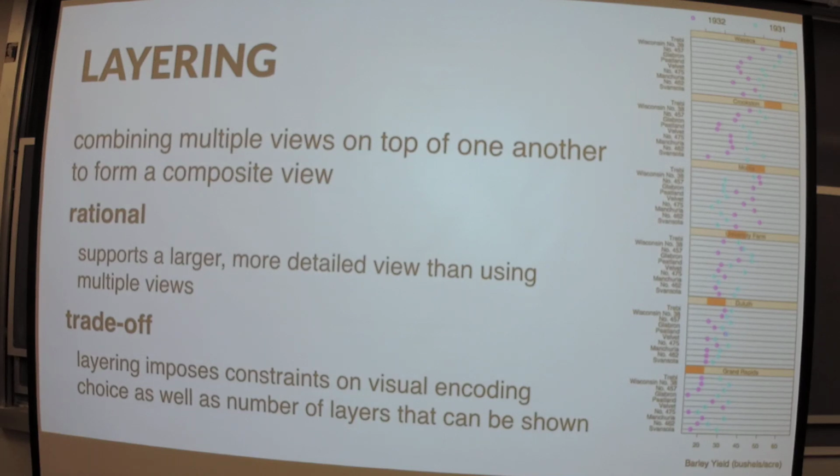So that's pretty cool. Okay, so we talked a little bit about layering already because we brought up this comment earlier, but layering really is combining multiple views on top of one another to form one composite view. And so that is of course great if you have a large, more detailed view that you can explore. You have to be wary that you can only layer certain things, so it imposes constraints on your visual encoding choice as well, on the number of layers that can be shown, and on what kinds of data make sense to be layered.